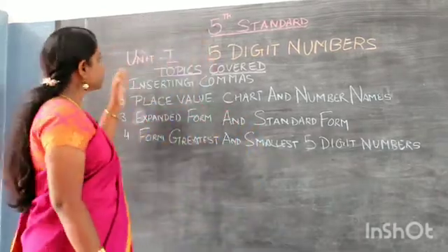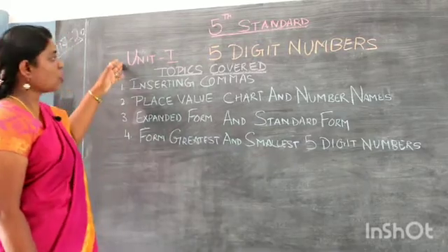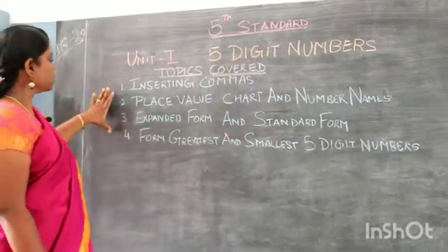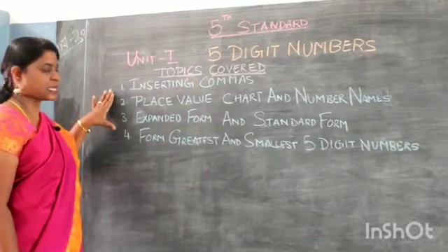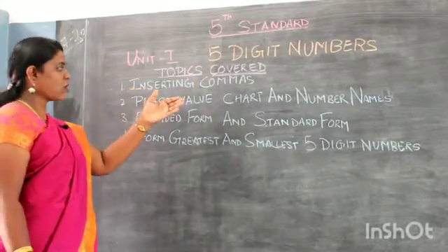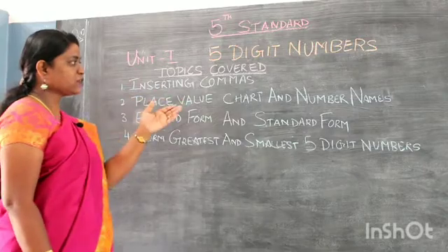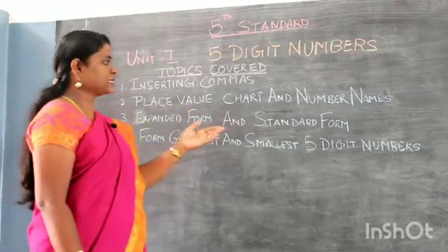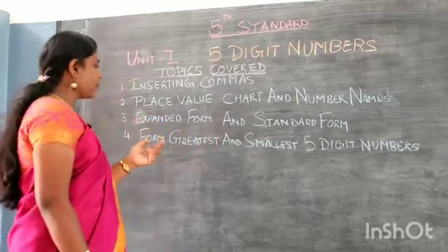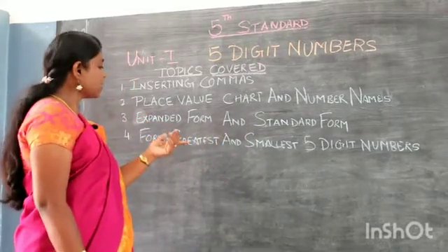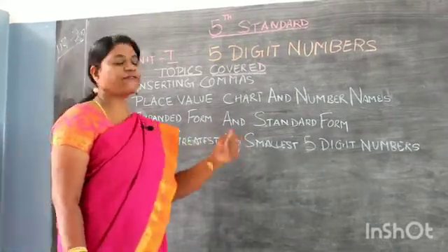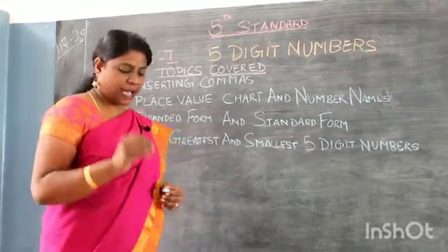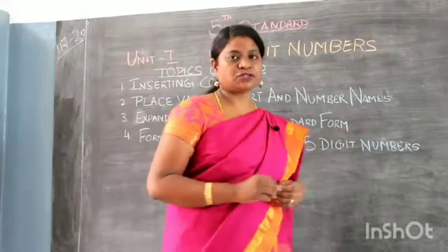Basically today's unit 1 topic is 5-digit numbers. In that I am going to only cover these 4 in this first class. The first one is inserting commas, second one is place value chart and number names. We have done this already, expanded form and standard form, and from greatest form the greatest and smallest 5-digit numbers. So we are going to learn all of this in this class. I am going to start with the place value chart.